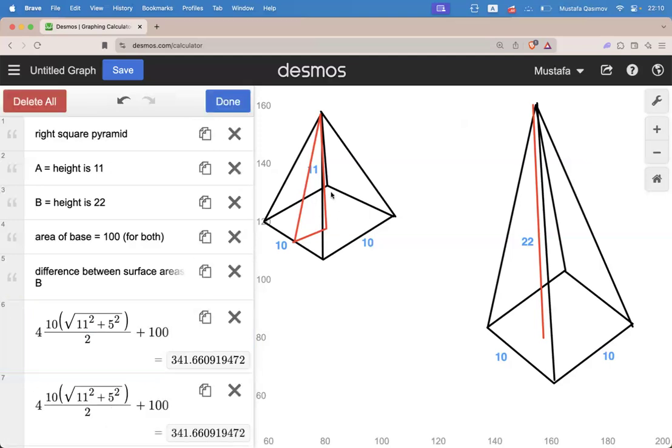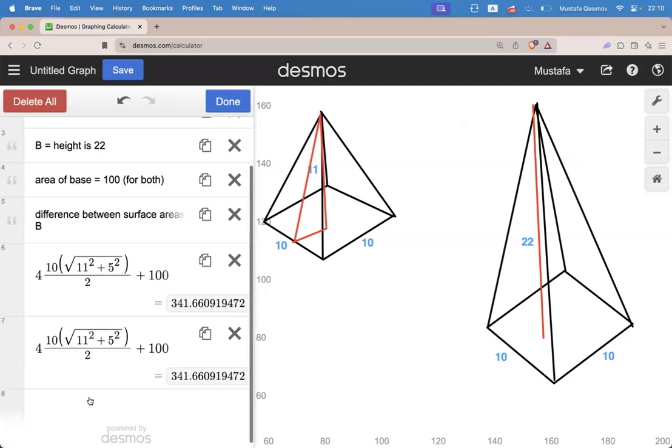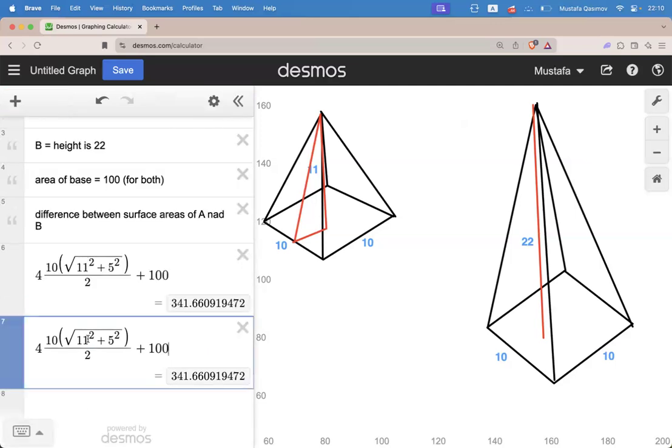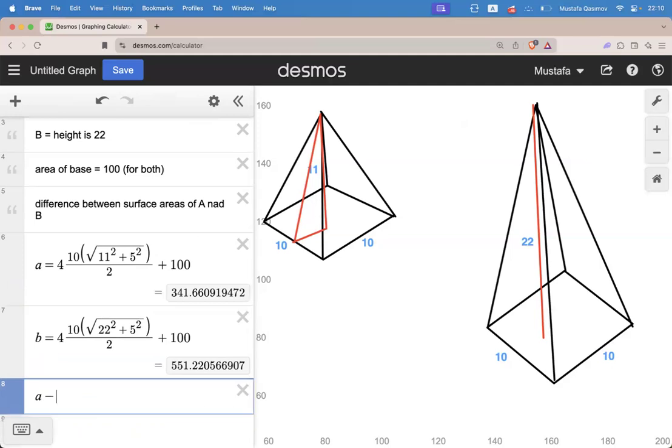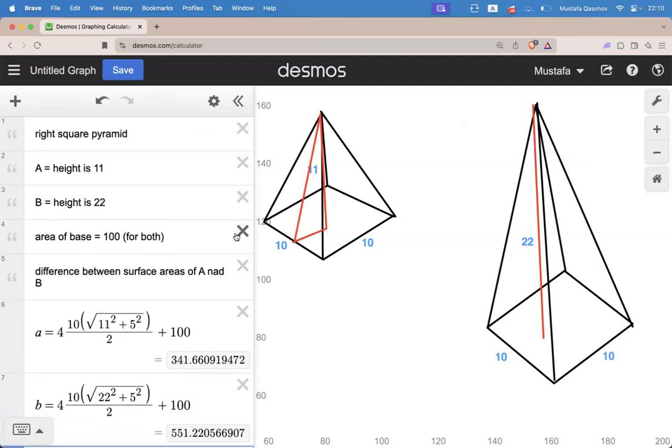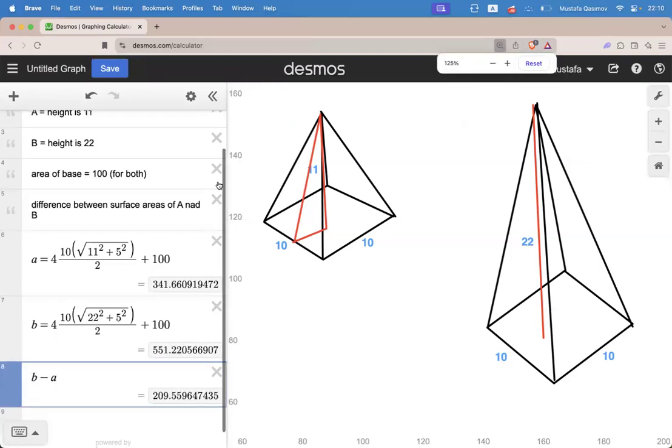But you can see that the only difference is that one is 22, right? Yes. And let's say that it is A, it is B. A minus B, or B minus A, okay. Do you understand?